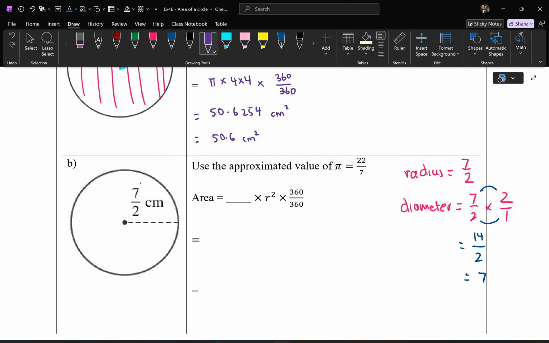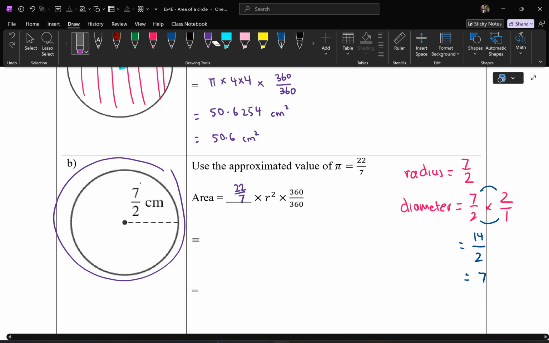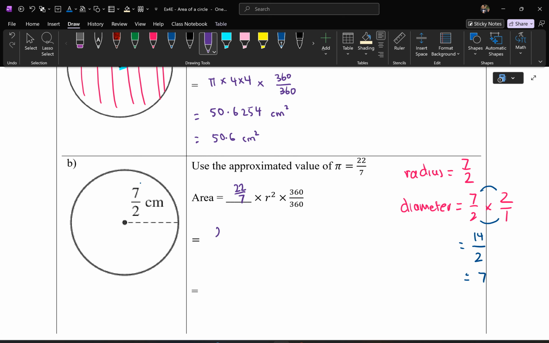So here we go. We don't use the pi button. We use 22/7 times the radius squared times, in this case, I want a full circle, so it's 360/360. Write in your calculator, 22/7 times, now the radius squared, you can either change it to decimals and write 3.5 squared. I'm going to use 7/2 squared, just so that those who are using calculators, you can learn how to use your fraction symbols too. Times, and it should be 360/360.